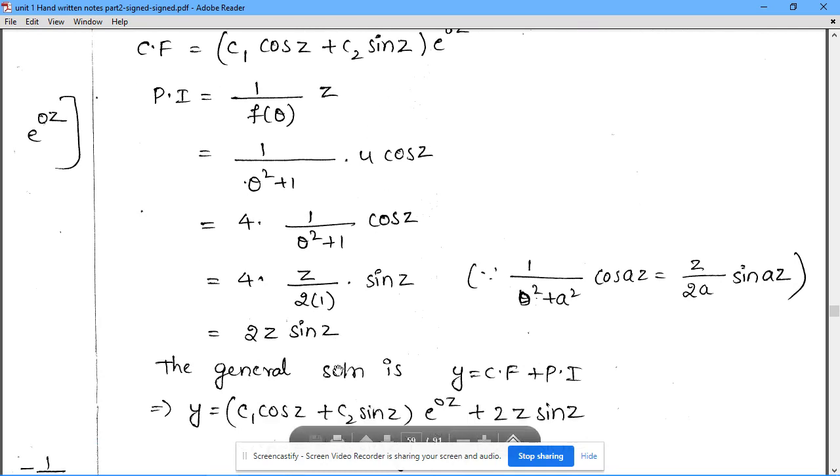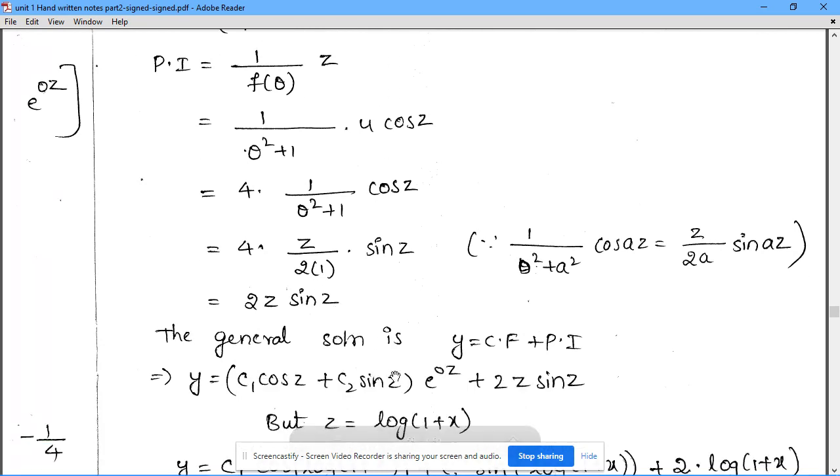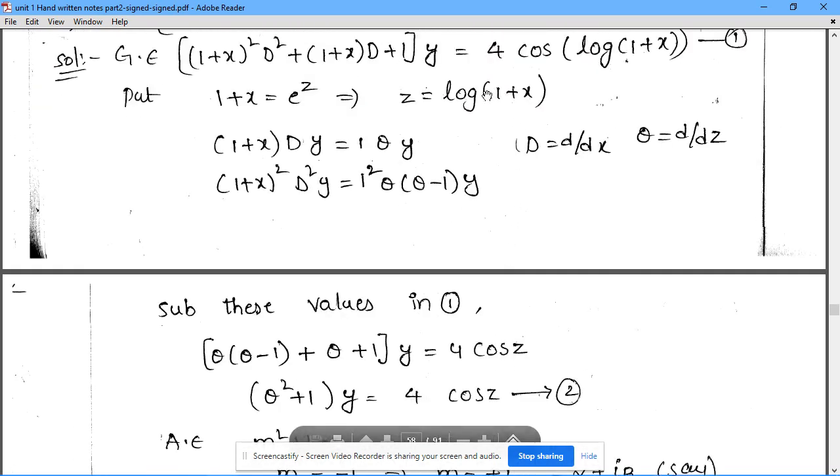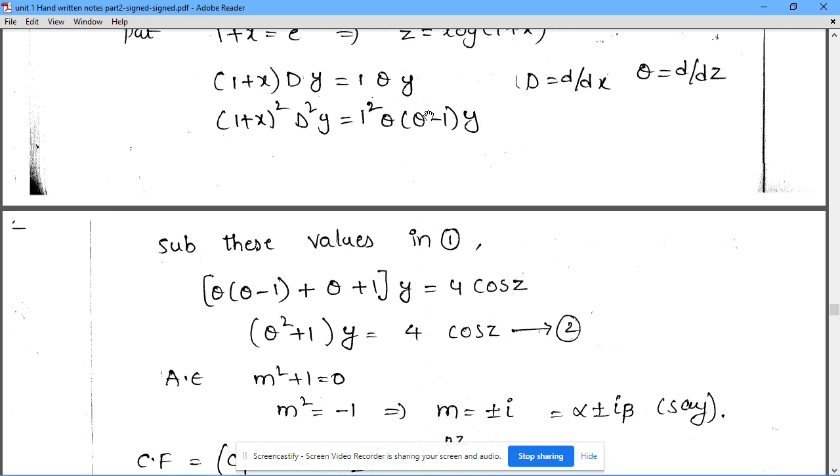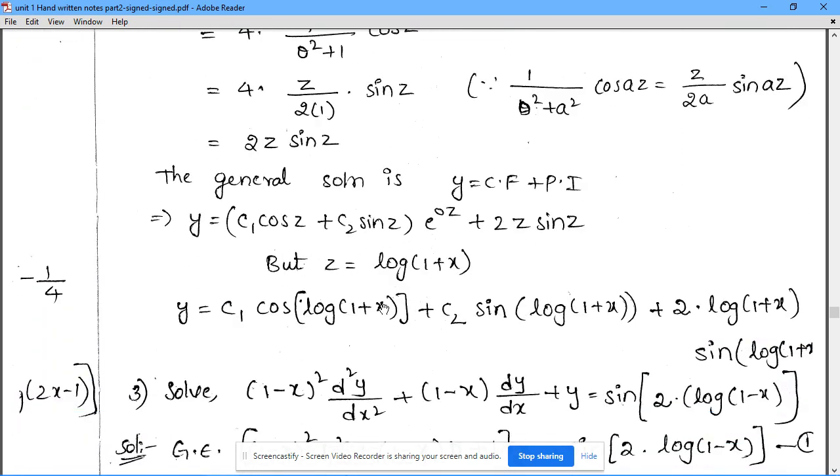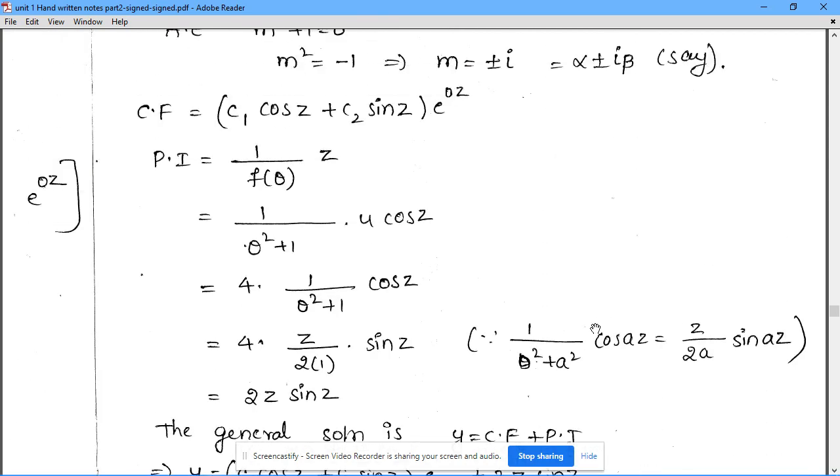Adding these two solutions, we get the general solution. But to get the complete solution, we have to replace z as log of 1 plus x. Here we have to observe one thing. For every problem in Legendre's equation, the z value changes according to the common expression in the given sum. So don't forget to replace the z value here. Some students replace z as log x, but here we have to replace z as log of 1 plus x. So replacing z as log of 1 plus x, we get the complete solution of the given Legendre's differential equation.